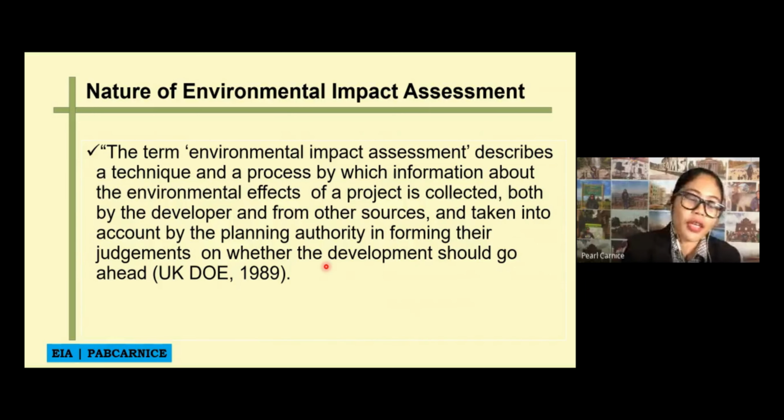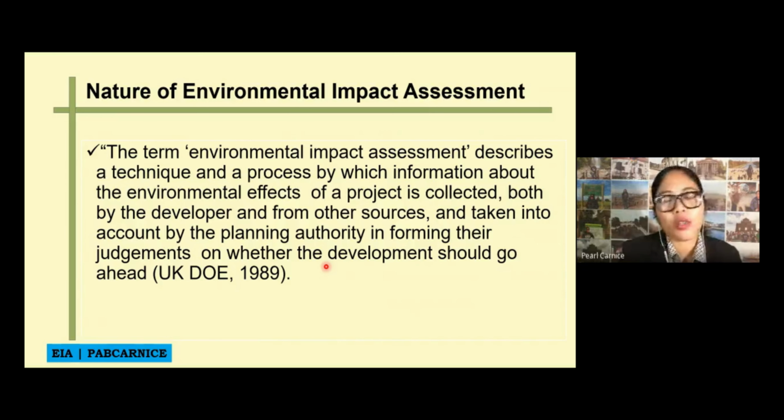So just like what I mentioned earlier, if during the preliminary assessment there is likely less potential impact of the proposed study or proposed project, then we don't have to proceed with phase 2, or the full EIA study.